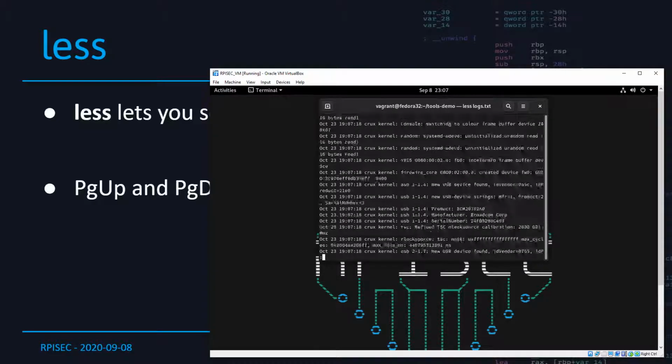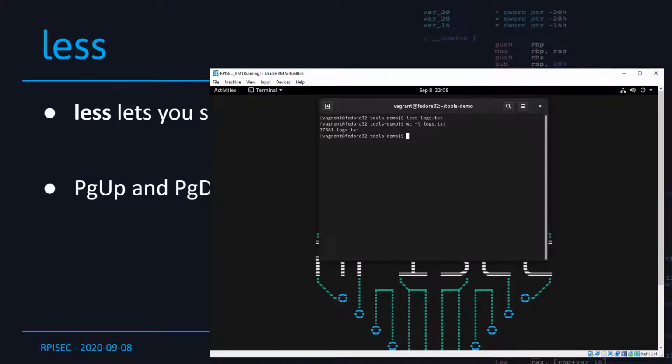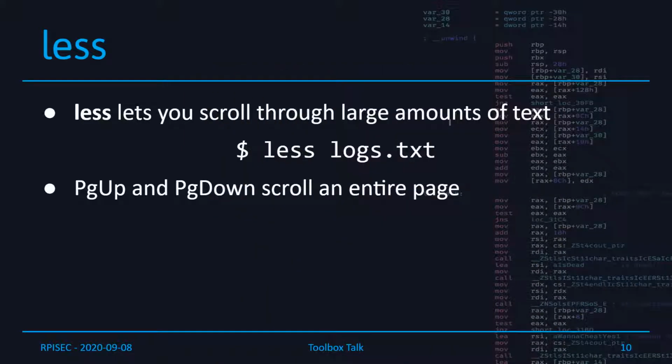So this is a whole lot of text here. It's 37,000 lines. So I wouldn't want to just dump that all into my terminal at once. And that's where less makes our lives easier.